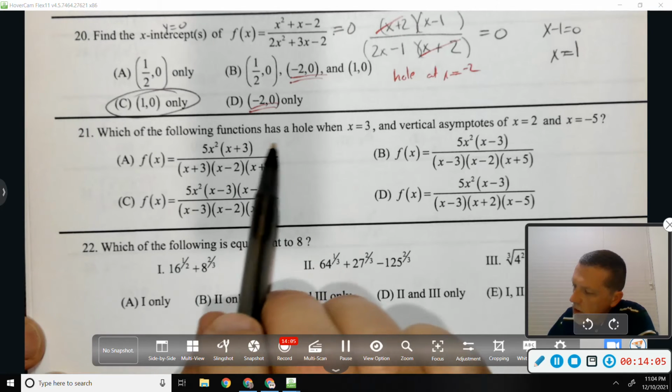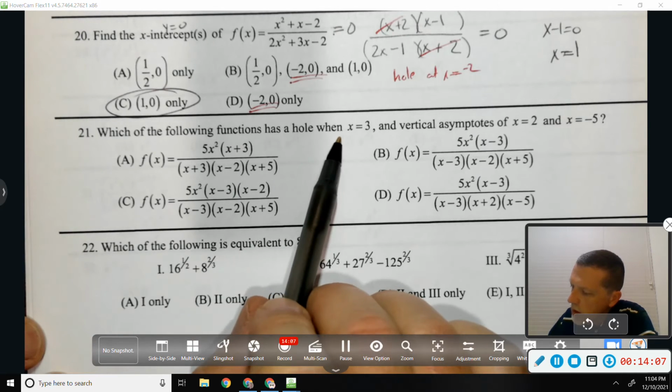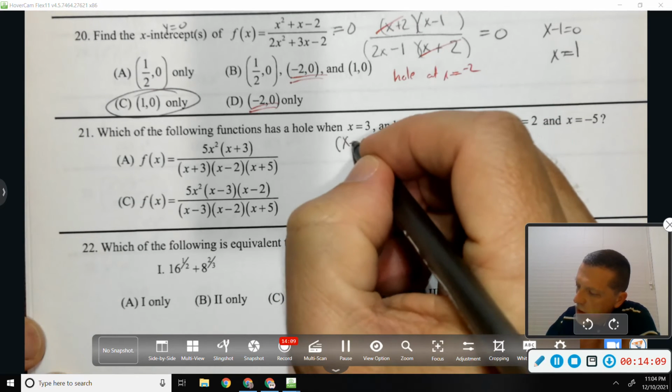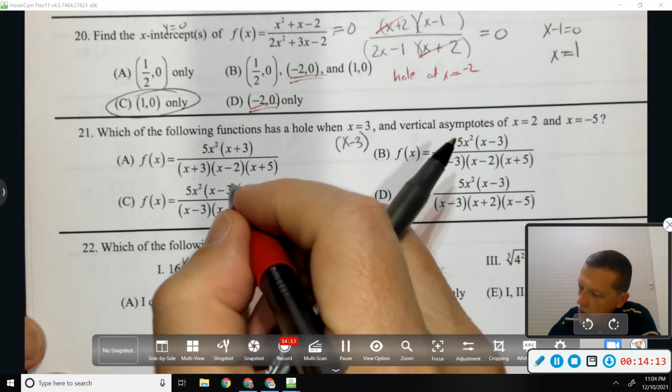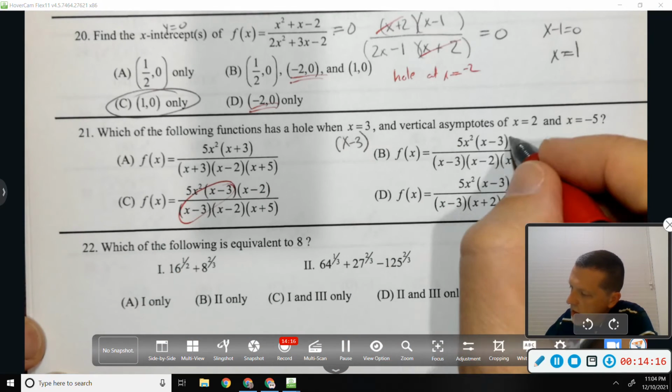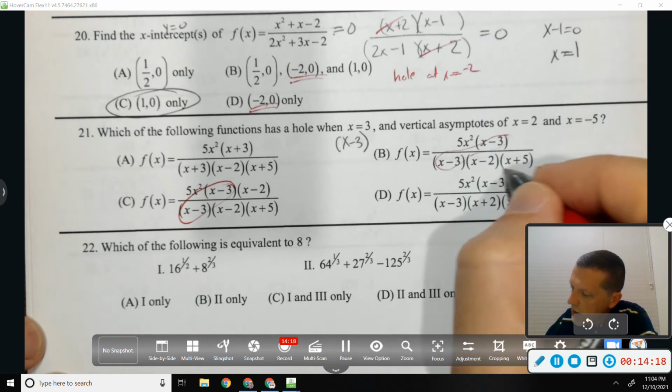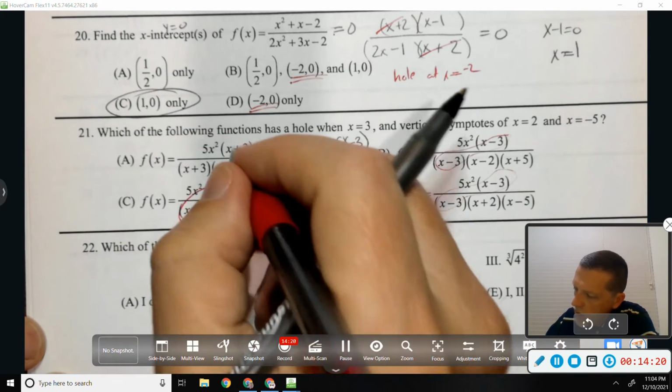(21) Which of the following has a hole when x equals 3? That would mean there's a canceling factor at x minus 3. So C's got it, B's got it, and D's got it. A's out.